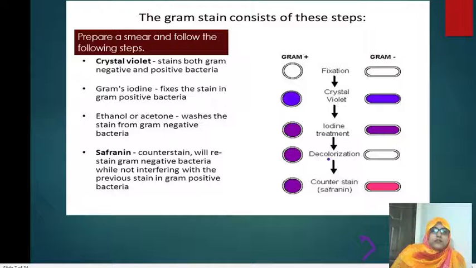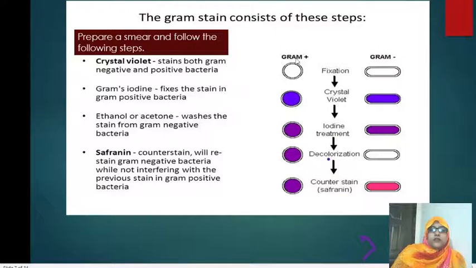The first step of staining is the use of primary dye, that is crystal violet. It stains both gram negative and gram positive bacteria. We take a stain of crystal violet color. These are gram positive, these are gram negative. You can change the shape. This could be gram negative, this could be gram positive. But in the end, the difference will be shown on the basis of color.